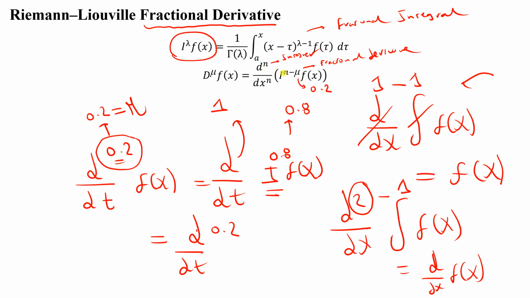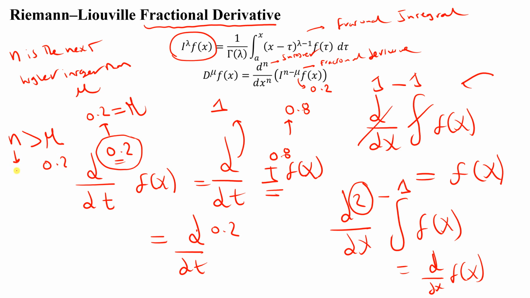Now what does n exactly mean? n is the next higher integer than mu. So n greater than mu. So for example, if mu is 0.2, the next higher integer is n equal to 1. If mu is 1.5, then the next higher integer n will become 2. So n here is the next highest integer. So in our case for 0.2, n will become 1. And n here will become 1. Exactly like here, you can see 1 and n minus mu, 1 minus 0.2 gives us 0.8.